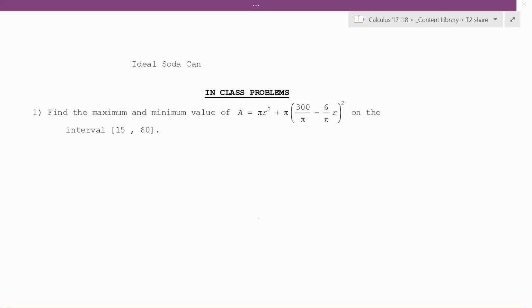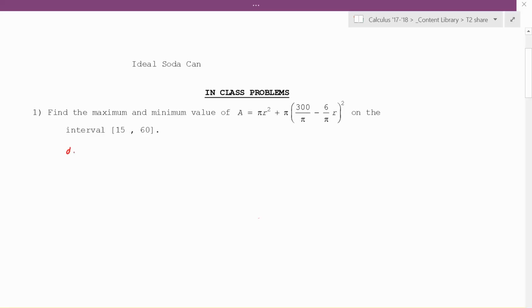So the review problem, first one: find the maximum and minimum values just given this equation. So this is out of context, it's just an equation. And we have the interval that R needs to be between 15 and 60. So if we want to find a maximum and minimum, of course, we're going to find the derivative.